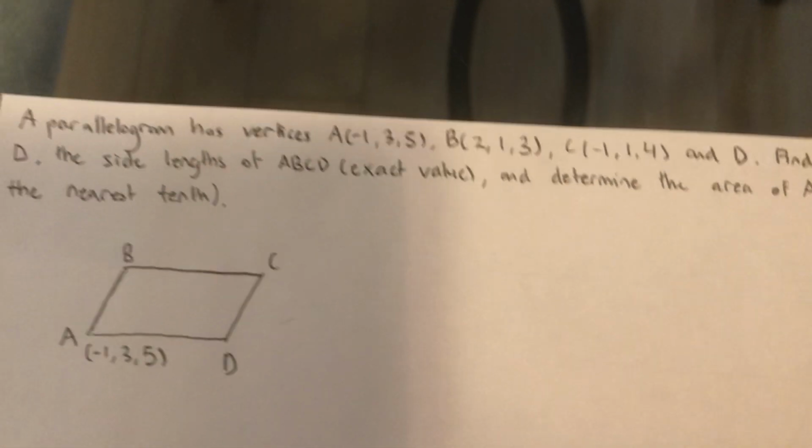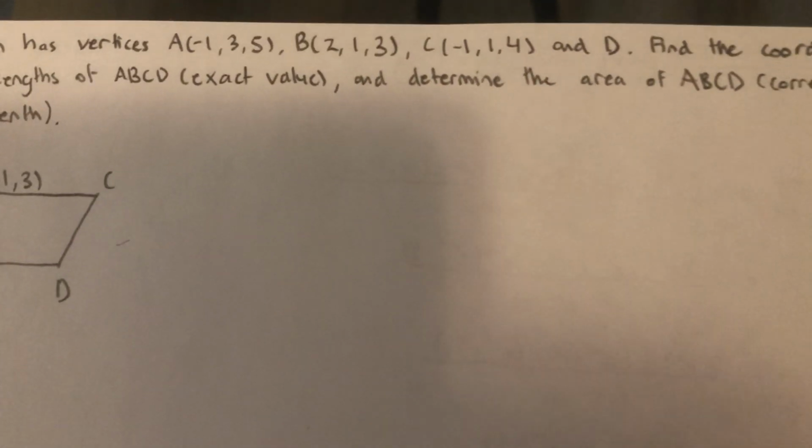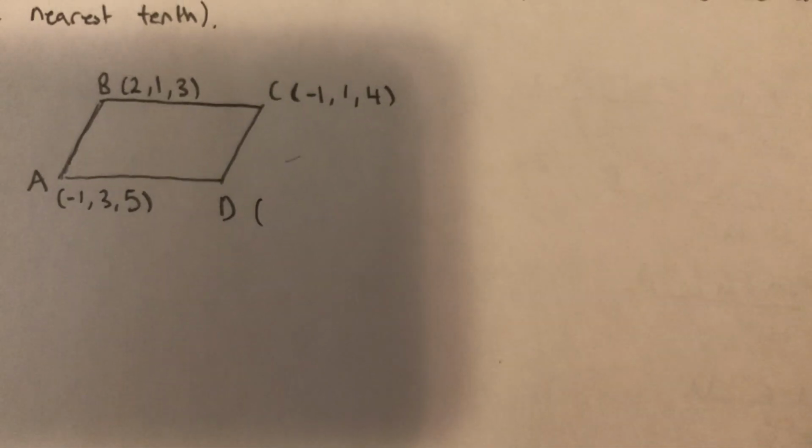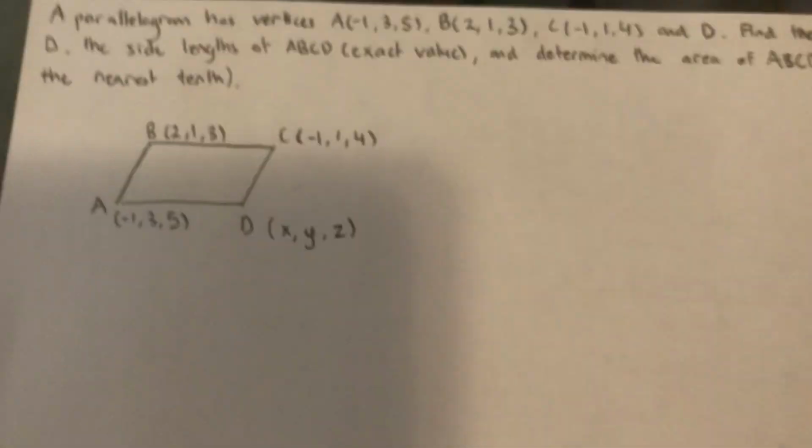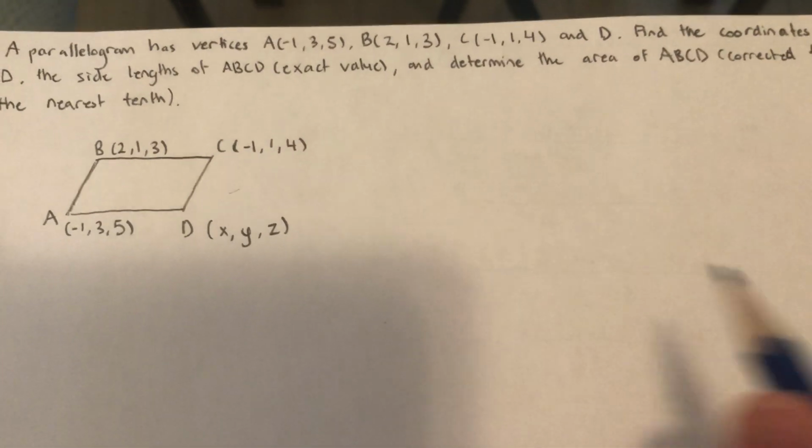And let's just write the points out again to make our lives easier. So A is (-1, 3, 5). B is (2, 1, 3). And we know that C is (-1, 1, 4), and then we don't know what D is, so let's just use some variables to replace the values of D for now. Let's just do x, y, and z for simplicity's sake. So first step, let's try to find the coordinates of D.